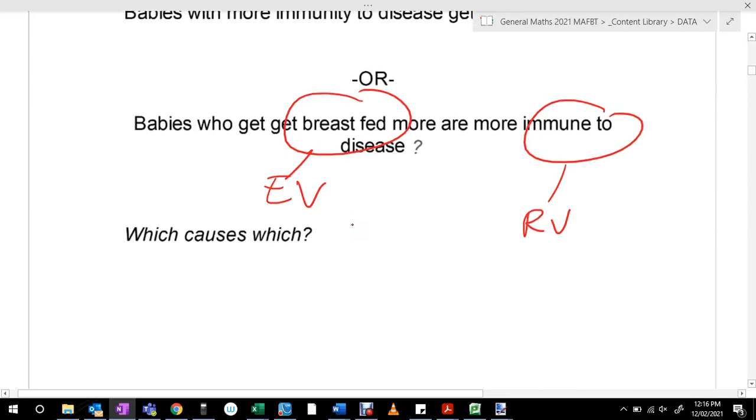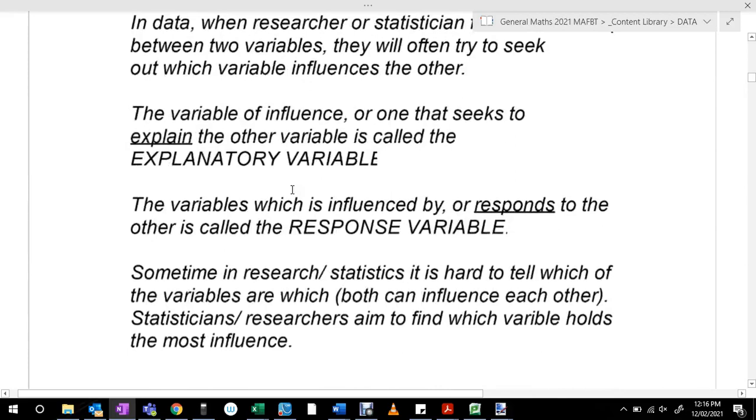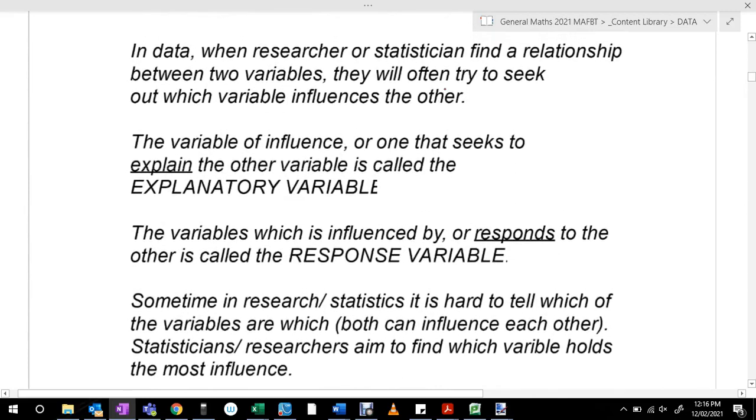So understand that. The EV is the explanatory variable, so it explains what happens to the response variable. So in data, when researchers or people who do stats find relationships between two variables, they'll often seek if they influence each other, so if the EV affects the RV. So remember, the EV explains or affects the RV. The EV is the explanatory variable, so it affects or explains what happens to the response variable.